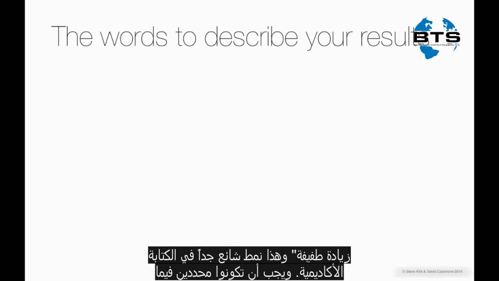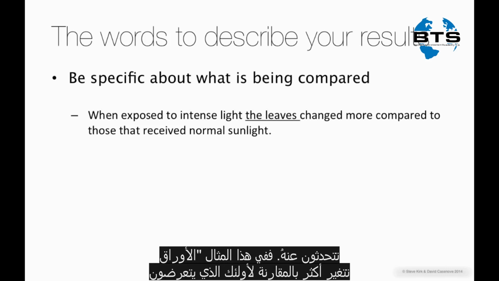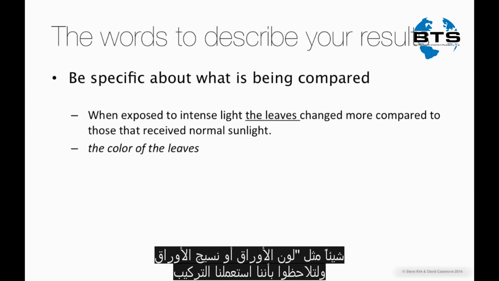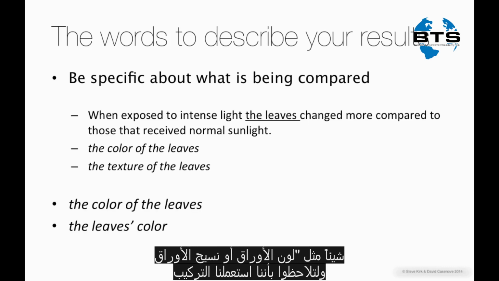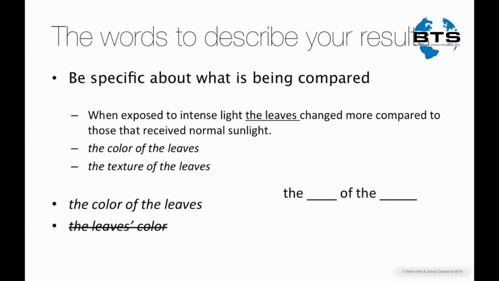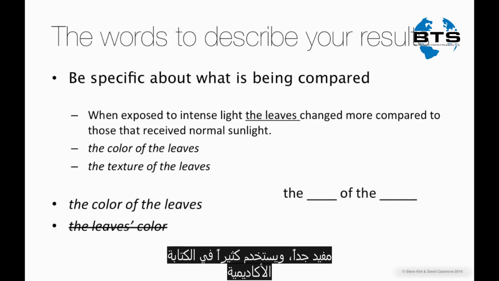Okay, also you need to be specific about what you're talking about. In this example, it says the leaves changed more compared to those that received normal sunlight. But what about the leaves? We should write something like the color of the leaves or the texture of the leaves. Okay, notice that we write the color of the leaves and not the leaves' color. This is okay if it's a person or animal like the gorilla's color, but usually not for objects. This pattern, the something of the something, is very useful and used a lot in academic writing.